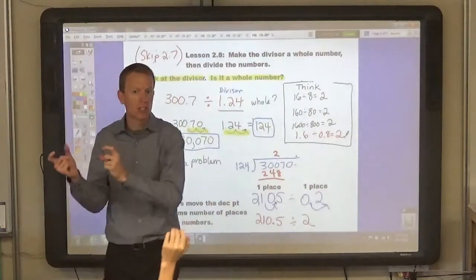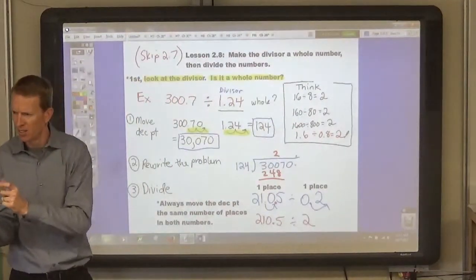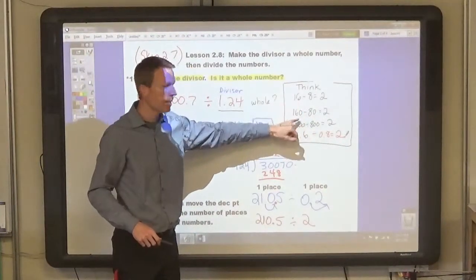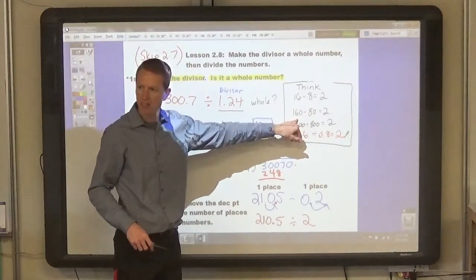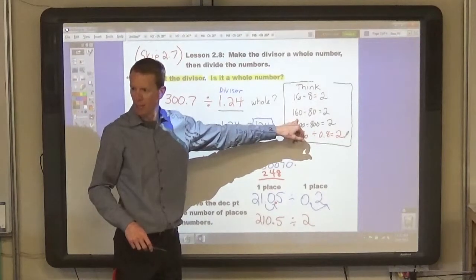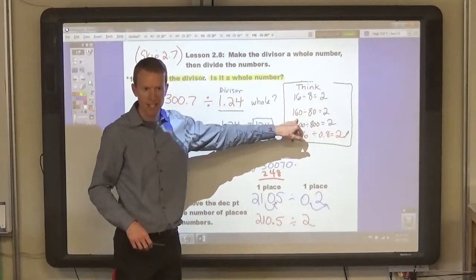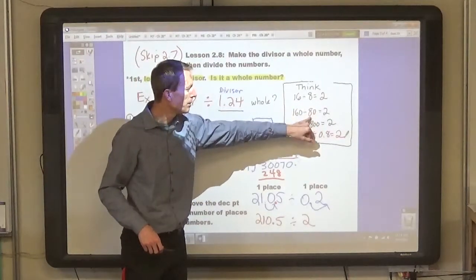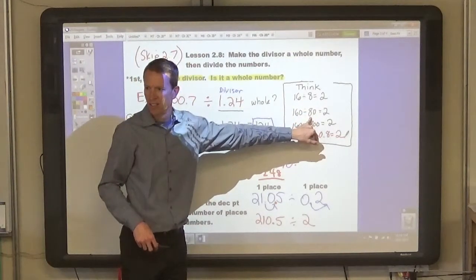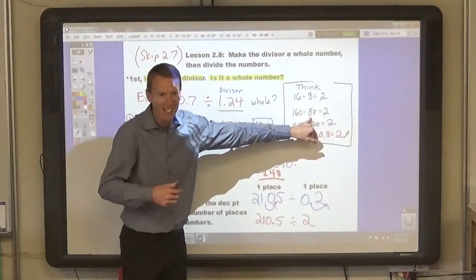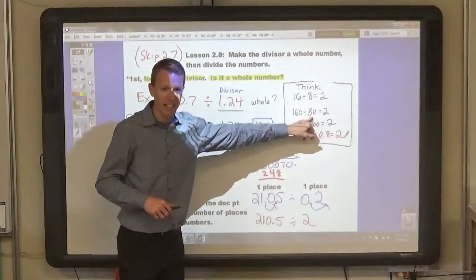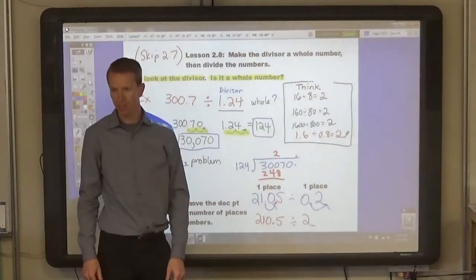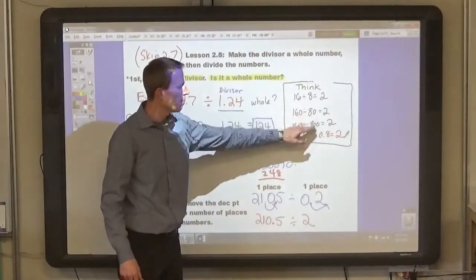But both numbers are 10 times bigger, right? If you take 16 and you multiply it by 10, you get 160, right? 16 times 10 is 160. Nod your head if you understand that. And 8 times 10 is 80. 8 times 10 is 80. So both numbers are 10 times bigger, right? 10 times bigger, right?